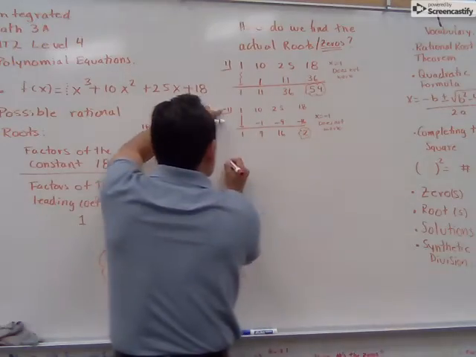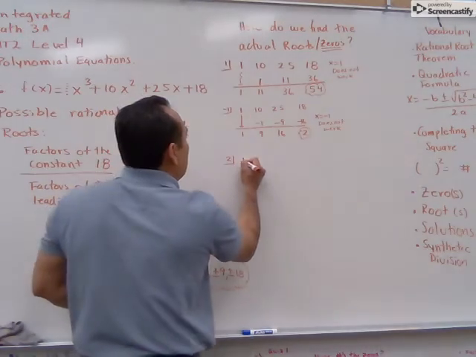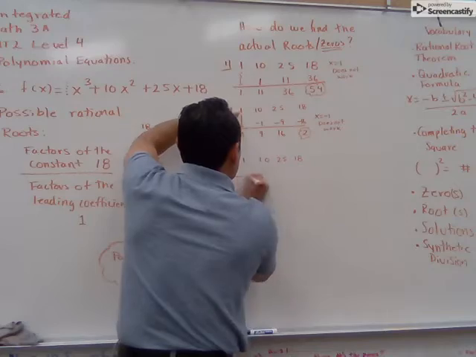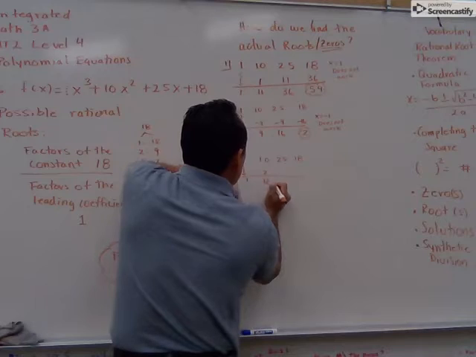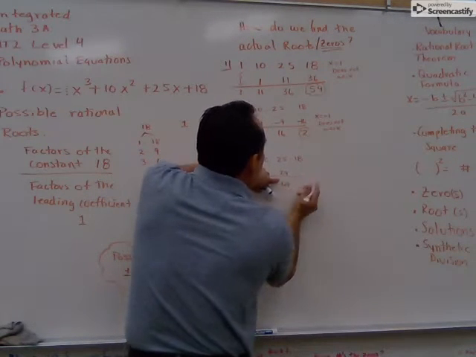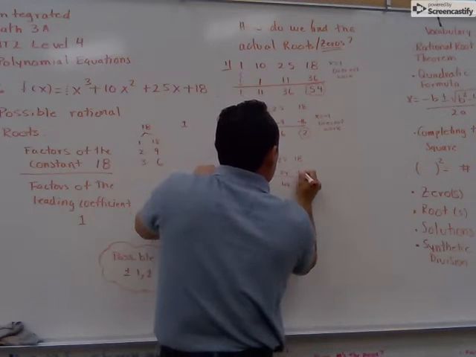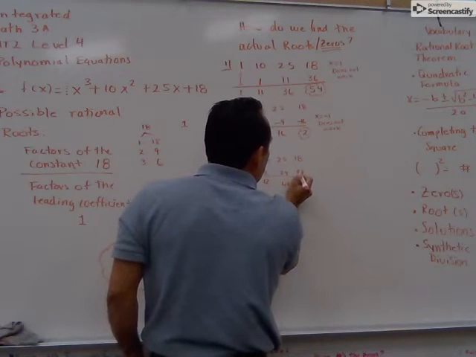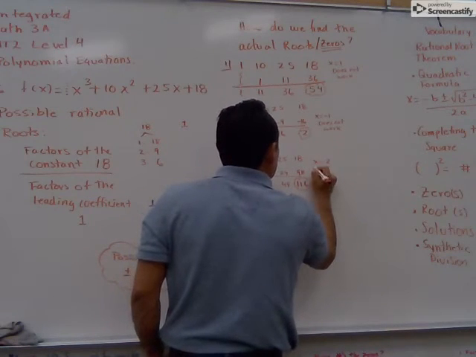The next thing that I'm going to check is positive 2. I'm doing my list of possibilities. Positive 2, I still use the same coefficients, 1, 10, 25, 18. Drop the 1. 2 times 1 gives me 2. Combine these two numbers, that gives me 12. 2 times 12 is 24. If we combine this gives you 49. And there's no way that this is going to come up to be 0 as the remainder. 2 times 49 gives you 98. If we combine this, we get 116. So that's our remainder. So this is also telling us that x equals 2 does not work.